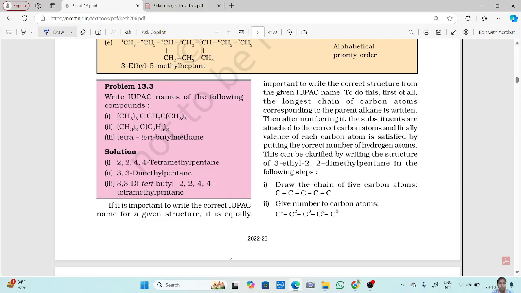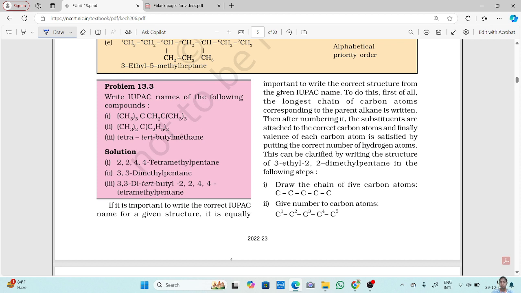If it is important to write the correct IUPAC name for a given structure, it is equally important to write the correct structure from the given IUPAC name. So it is vice versa. If you have an IUPAC name, you have to write a correct structure. If you have a correct structure, you have to write a correct IUPAC name. It is equally important. Okay, and to do this, first of all, the longest chain of carbon atoms corresponding to the parent alkane is written.